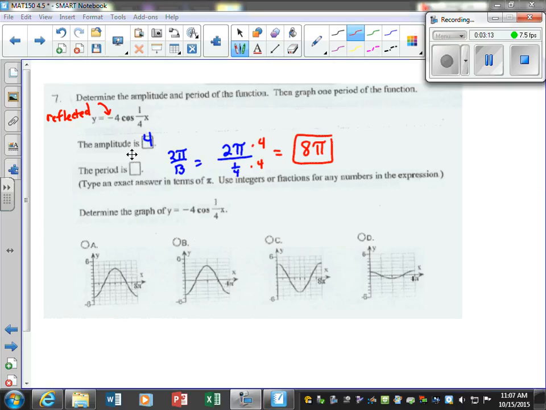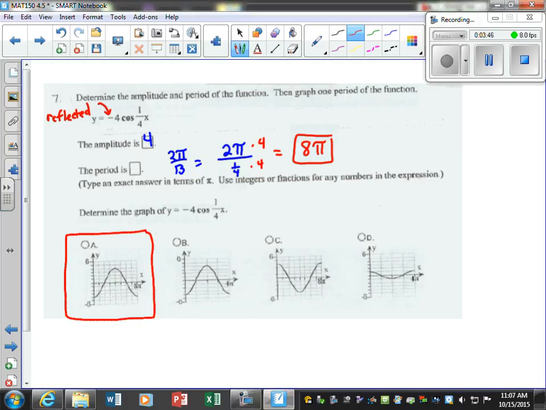Okay, so good. The amplitude is the absolute value of -4, which is just 4. It's reflective because of the negative sign. Period's 2 pi over b, so it ends up being 8 pi. So eliminate by the period. It's 4 pi. Continue to figure out which one it is. Okay, this one's the original, the shape of the parent graph, so we know it's not that. And then we have a period of 4, so it's looking like, did you choose A? Okay, good.